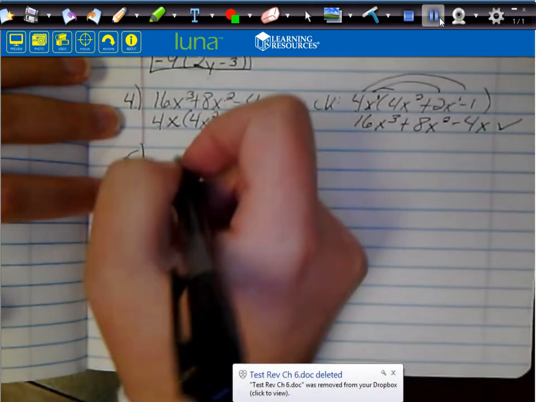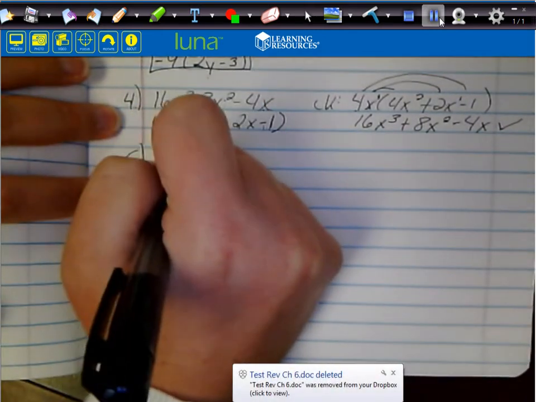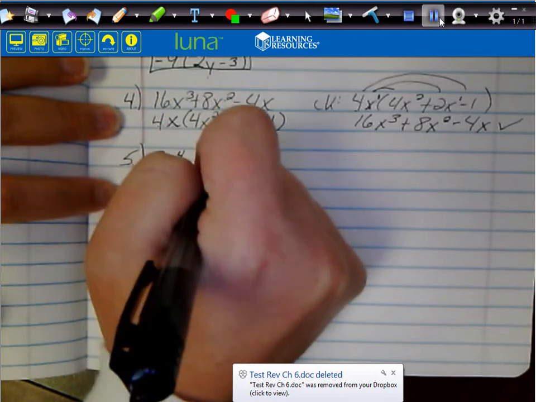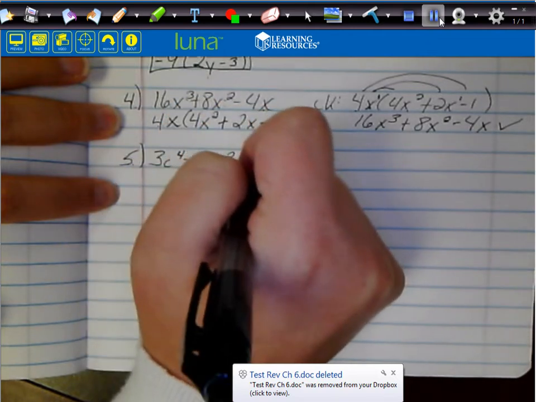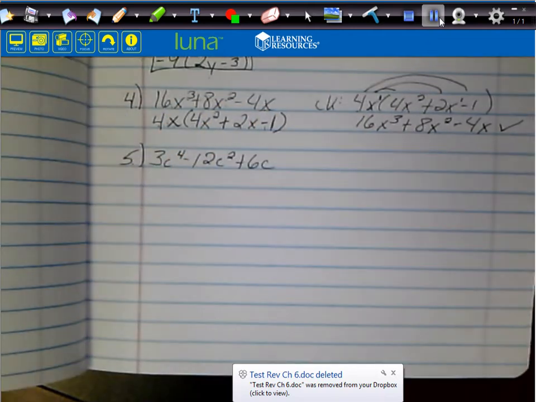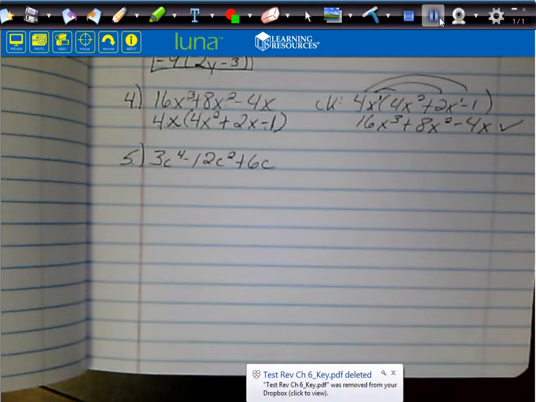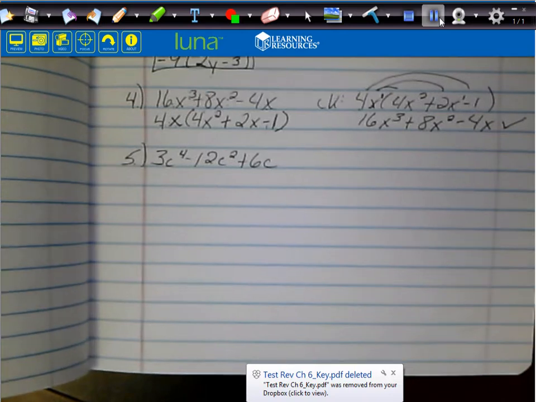All right, we're going to go ahead and write down number 5. I have 3c to the 4th minus 12c squared plus 6c. So again, I have to look back at that factor sheet and figure out what they have in common. So I have to look at 3, 6, and 12.